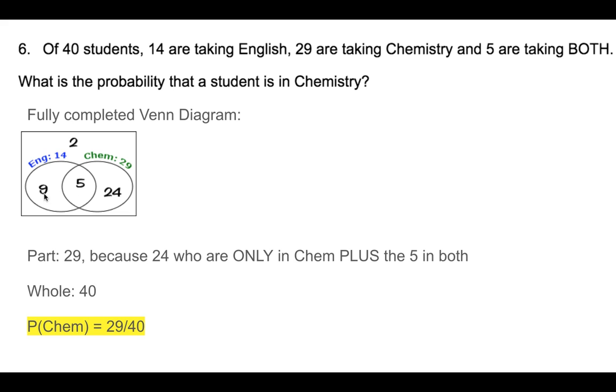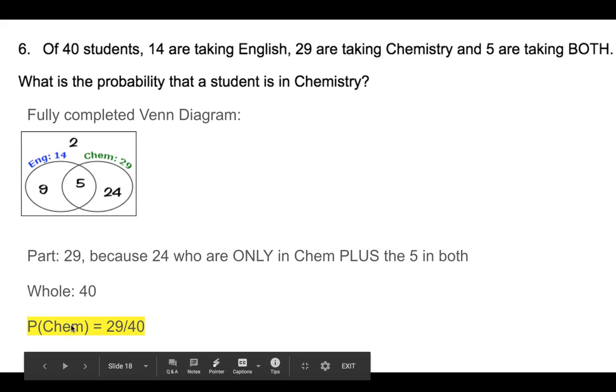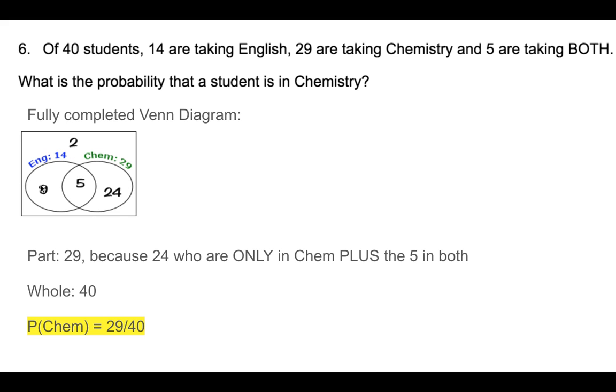The whole, you could have added up all the numbers you got, or just go back to this question statement. There's 40 kids total. So then it's 29 over 40. Right? The probability that they're in chemistry is going to be 29 out of the 40 who are interviewed total.